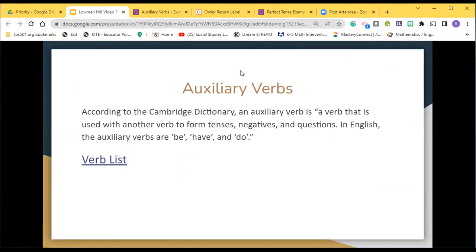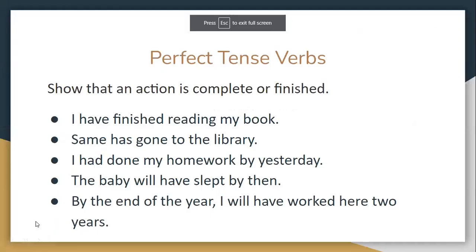Now, let's move on to perfect tense verbs. And perfect tense verbs simply show that something has been completed, that an action or the verb is finished. I have finished reading my book. Notice that we have. Sam has gone to the library, has gone. I had done my homework by yesterday, already completed that homework.